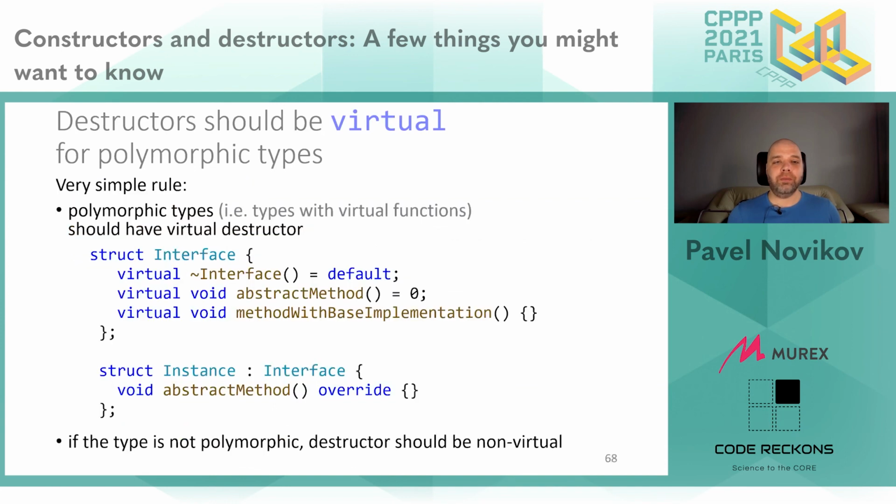And so we came up with this very simple rule. Polymorphic types, for example, types with virtual functions, should have virtual destructors. For example, we have here an interface. We define the destructor virtual and defaulted, and we have an abstract method and some other virtual method that has a default implementation. And we can derive from the interface. We can override the abstract method, and some other types can also derive from the interface and override whatever methods they see fit. And otherwise, if the type is not polymorphic, the destructor should not be virtual.